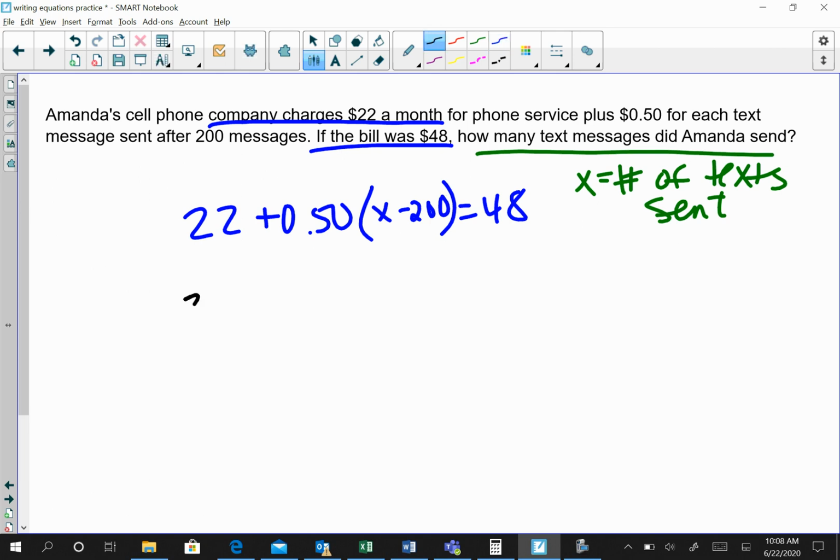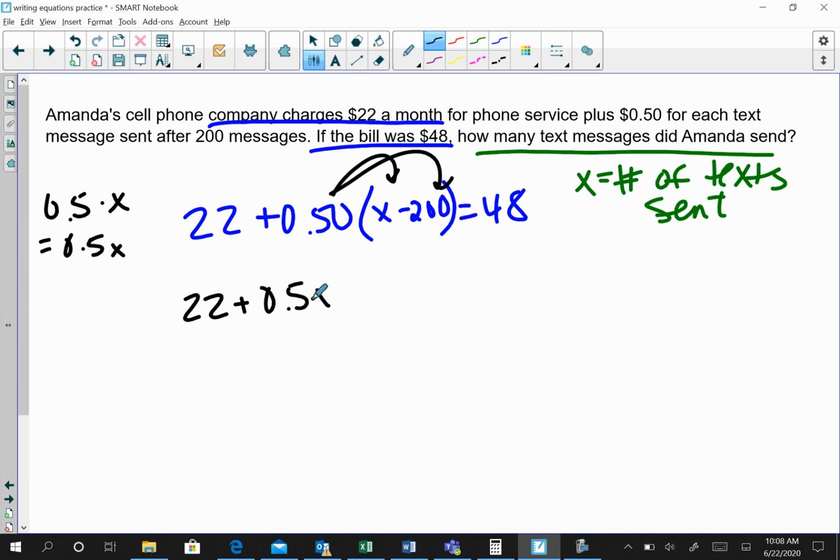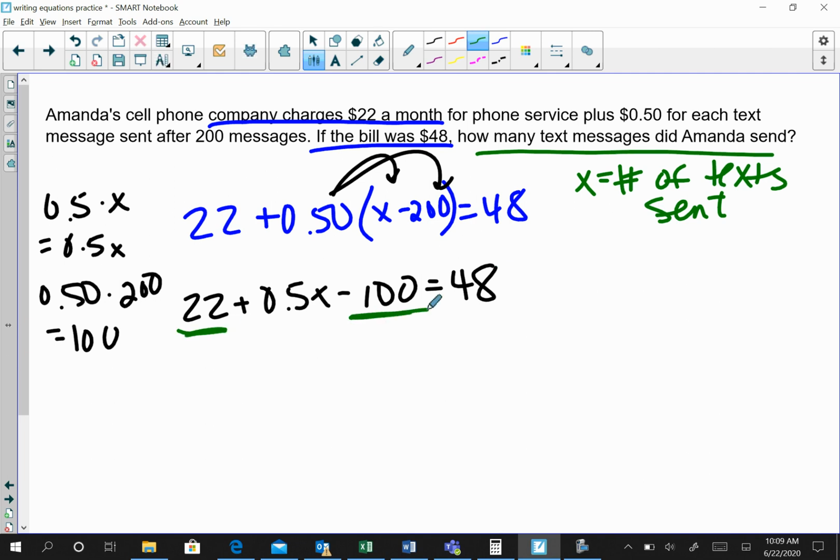So this 22 will stay. Plus, I'm going to take care of these parentheses. I'm going to distribute. 0.5 times x is 0.5x. 0.5 times 200 is basically half of 200, which is 100. And that is a minus because of the minus sign inside the parentheses. Now let's combine our like terms. I have 22 and negative 100. That gets me a minus 78 equals 48.